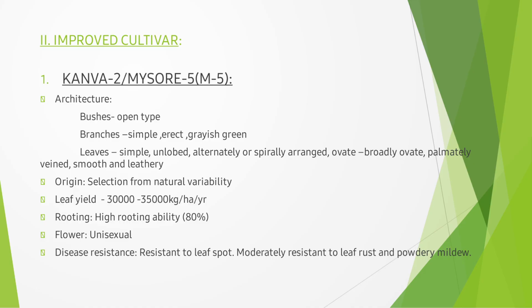So, palmately veined, as I have mentioned, is a venation pattern where several secondary veins arise from a main vein. Several main veins project from the base of the leaf.